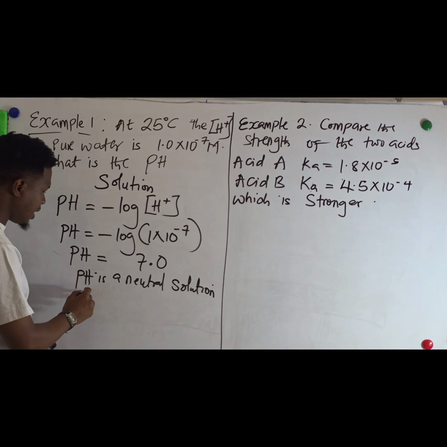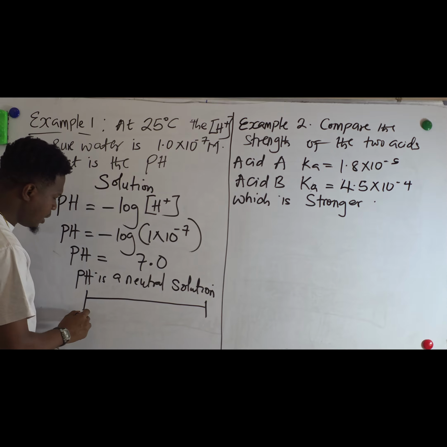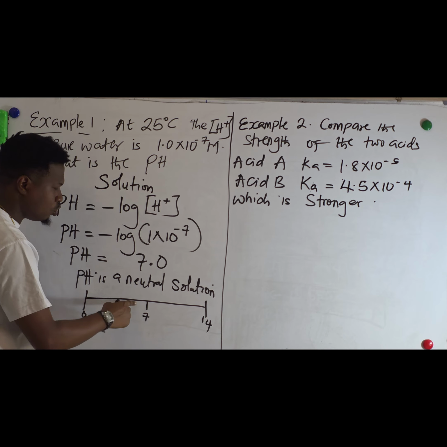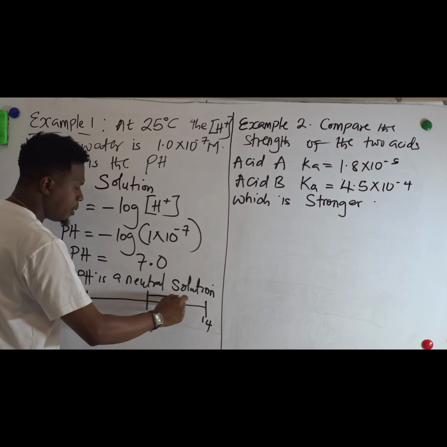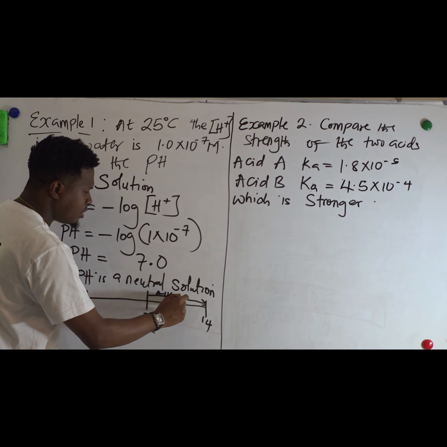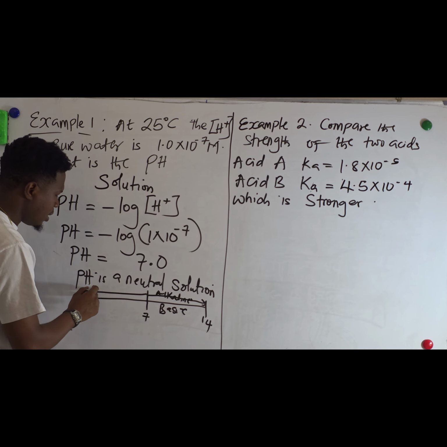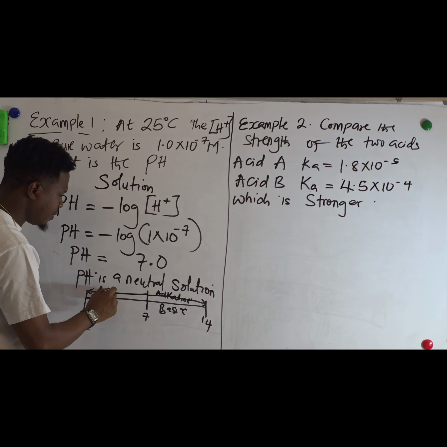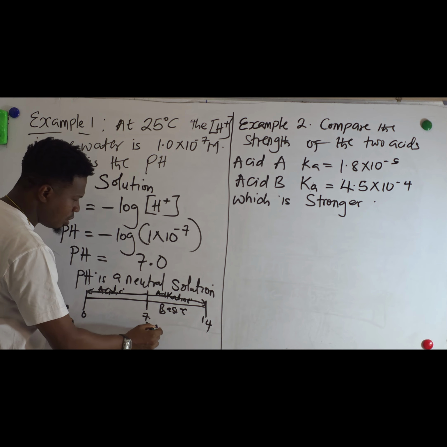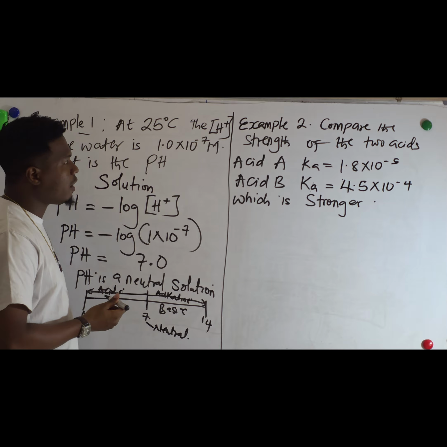From your pH scale. Remember, on the pH scale we have from 0 to 14, okay? The middle point is 7, which is the neutral point. From here to here is alkaline, basic, while from here to here is what? Acidic. So pH 7 at the center is neutral. Because we got 7, this is a neutral pH, okay?